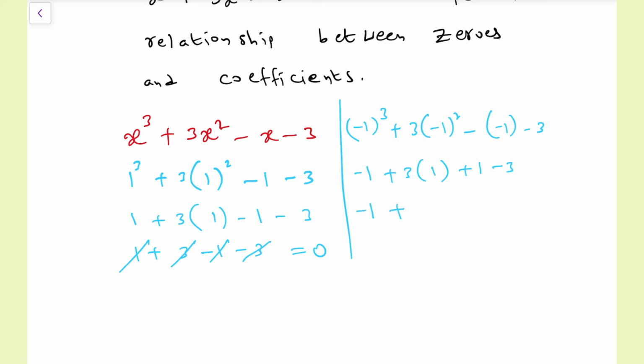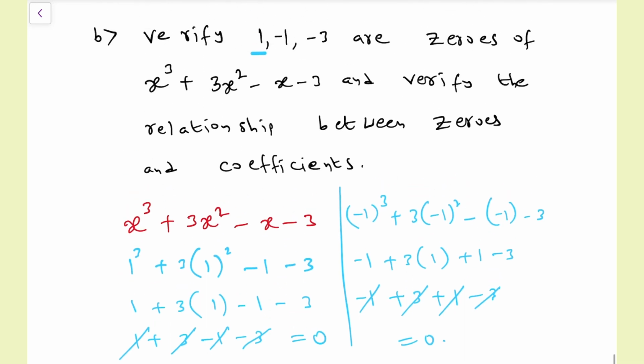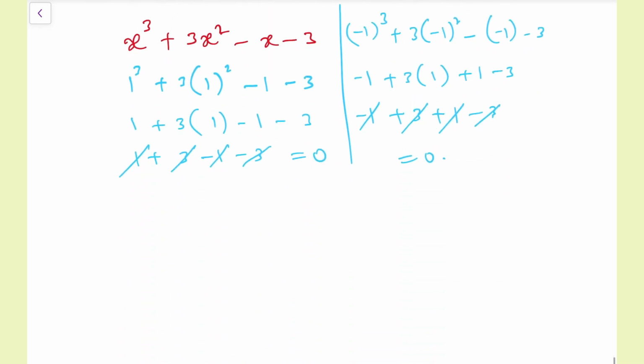Minus 1 plus 3 ones are 3, plus 1 minus 3. Minus 1 plus 1 cancel, plus 3 minus 3 cancel, so remains with 0. So minus 1 is also a zero of the polynomial. Then substituting minus 3.